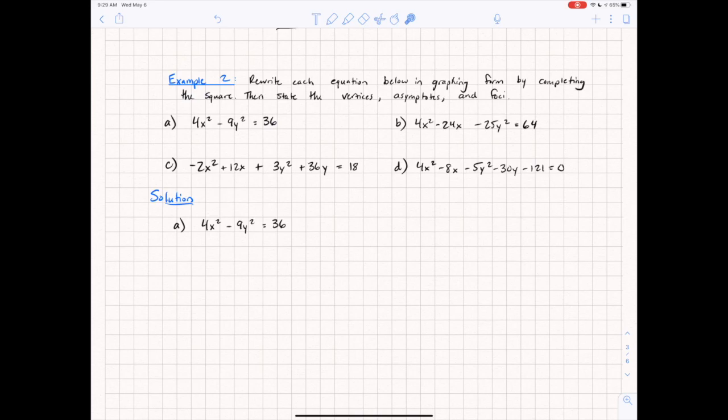So what we need to do is rewrite them into graphing form by completing the square, and then go through and state the vertices, the asymptotes, and the foci. I'm making all of this flow into this one ultimate problem so you can see how everything is done. Again, feel free to skip through as you need to.